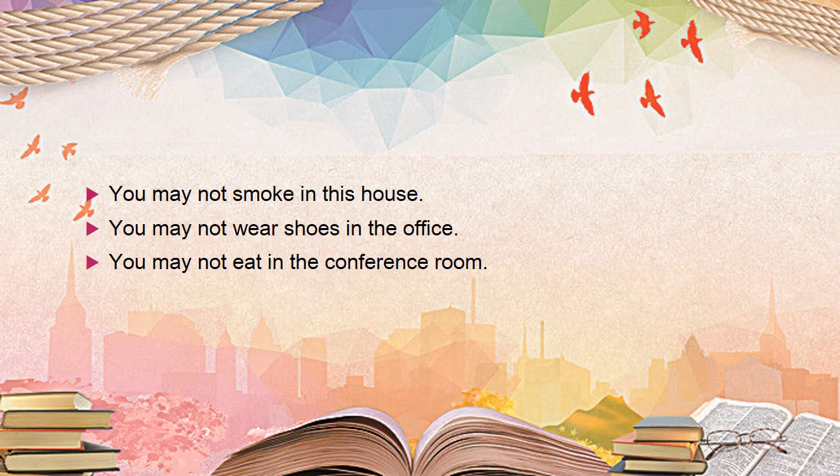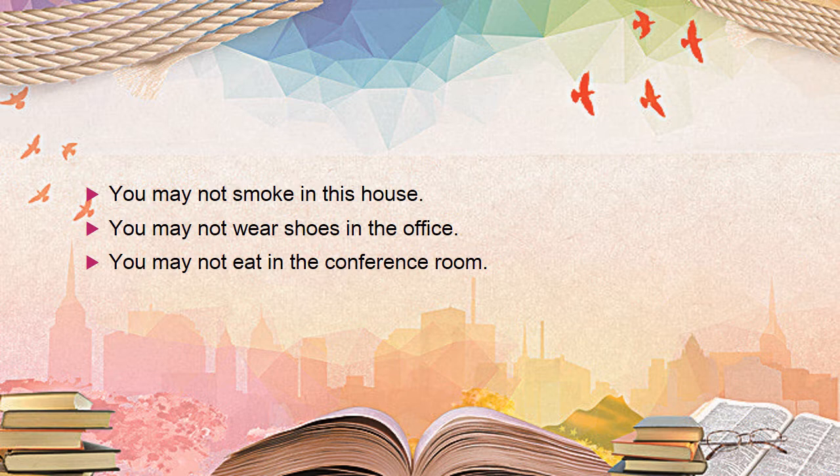Prohibition: may not. May not is the formal way to prohibit something. Here are some examples. You may not smoke in this house. You may not wear shoes in the office. You may not eat in the conference room. Like can, you could ask questions about the rules with may. May I smoke here? May I eat in this room? Because may is the most formal, you will often see it in writing.